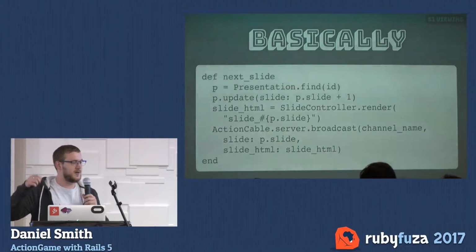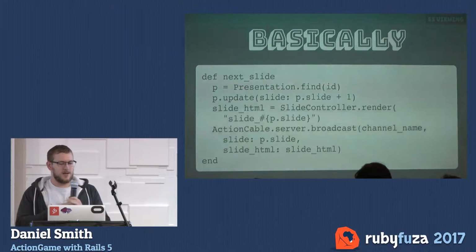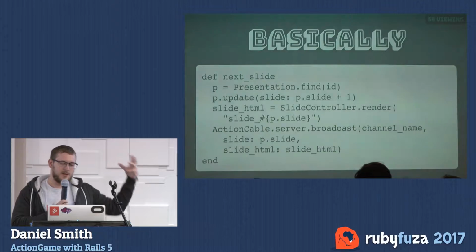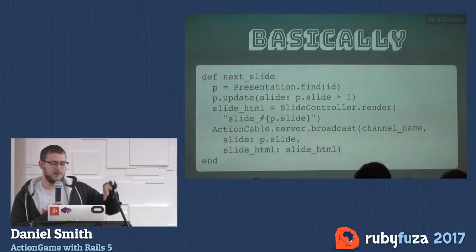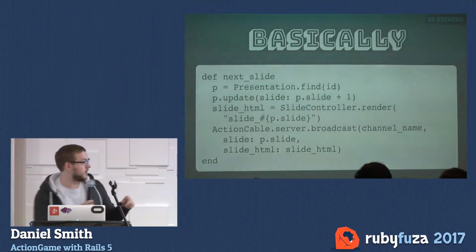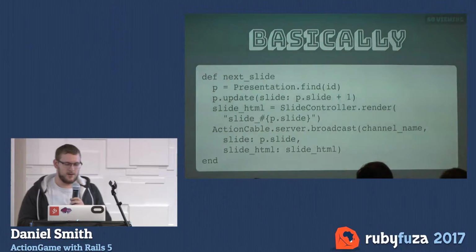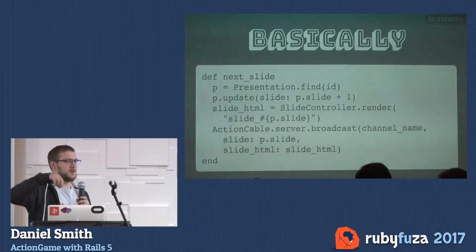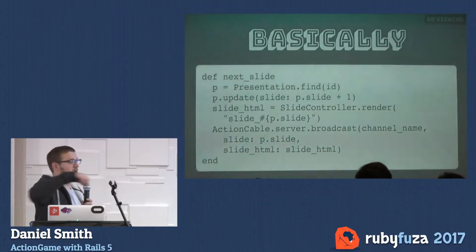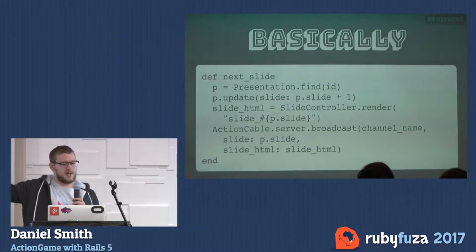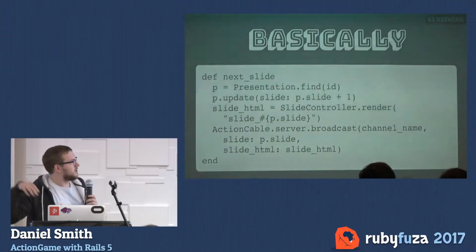Basically, this is how it works. In the channel, I define an action for next slide. I then go find the presentation, update the slide number, render the slide view, which is a cool thing in Rails 5: you can render views outside of your controller. I think they actually added that so that you can render views inside your channels, especially for this kind of thing. And then you just broadcast the new slide with the new HTML to all the other clients.